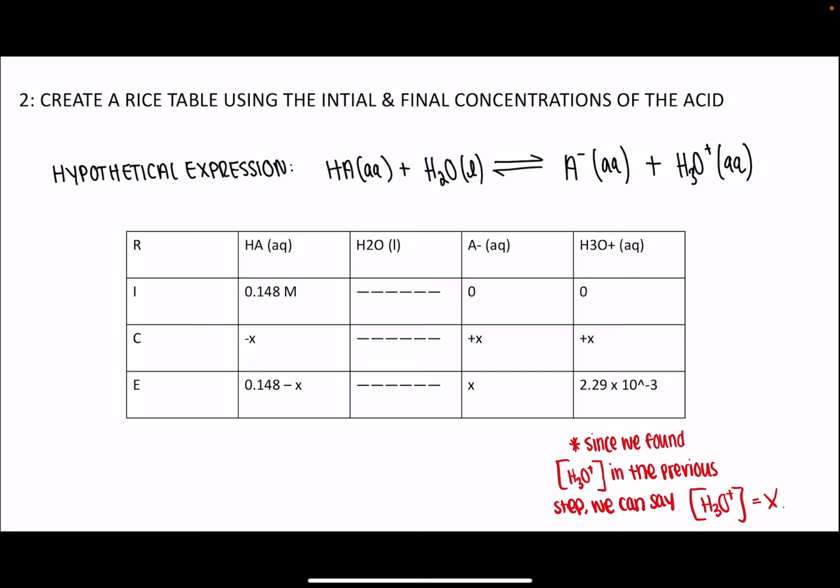Next, since we found the concentration of H3O+ in the previous step, we can say that the concentration of H3O+ is equal to X, and this will allow us to solve for all the other values in our table.